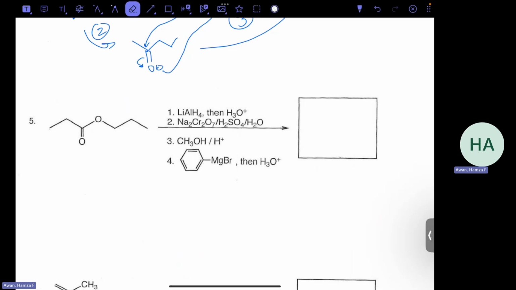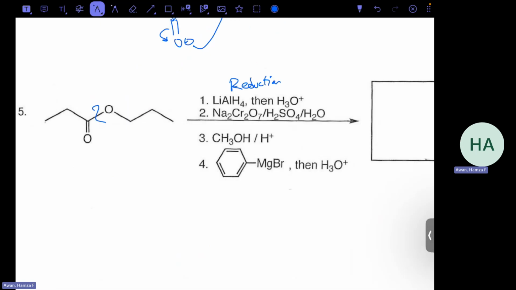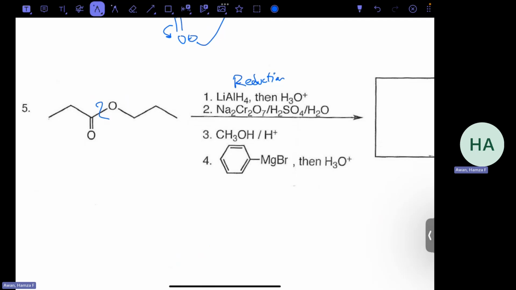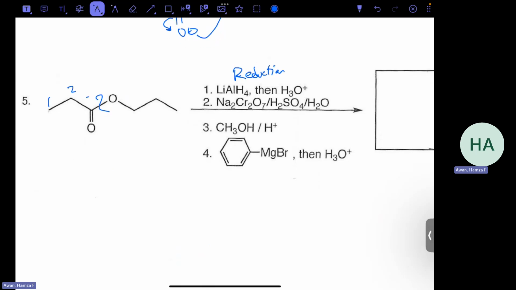LiAlH4 and H3O plus. So this is a strong reduction reaction. And whenever this is done with an ester, it actually causes it to cleave, right? So we have an ester here, and this double bond oxygen and this oxygen cleave and become 2 separate entities. In this case, we have a 3 carbon chain and a 3 carbon chain, all bonded to an oxygen. So we would have 2 of the same thing whenever it cleaves.